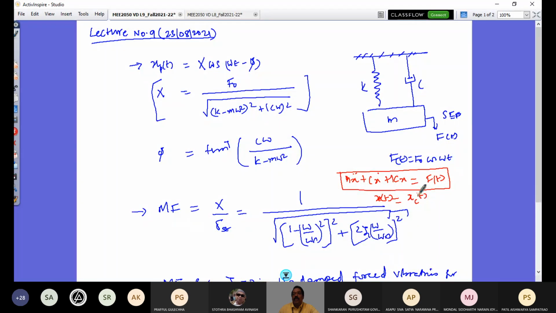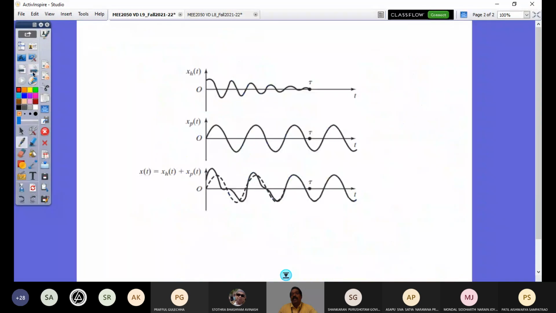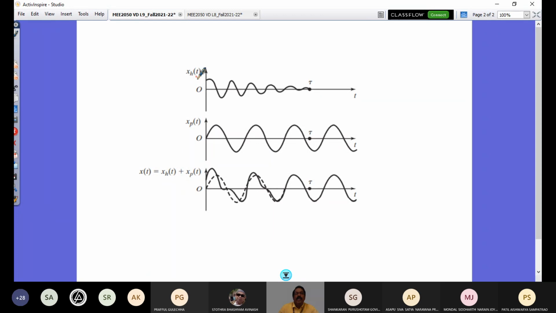This xc of t is very interesting. That is called the transient response, and xp of t is called the steady state response. We were discussing everything with respect to the steady state response in the class. And how is the transient response going to look? It is nothing but the underdamped free vibration response that we have seen, and that is the starting point for today's lecture. So look at this graph here. This one has both the responses. Here xh of t refers to the transient response, and xp of t refers to the steady state response.